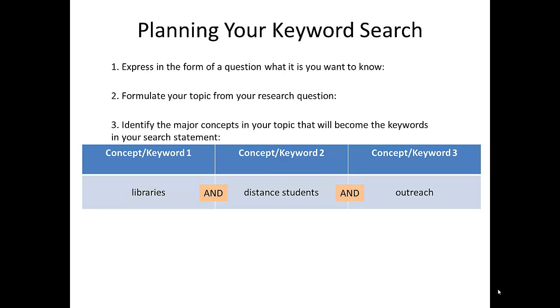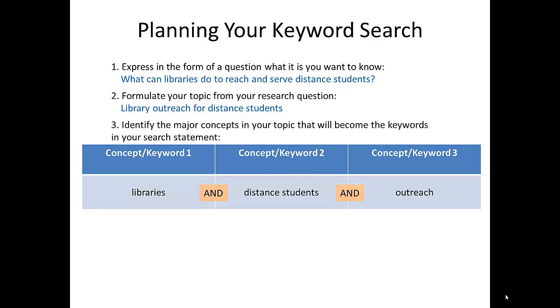The first item on the form asks you to state what you want to research in the form of a question. I'm curious about how libraries can reach and serve distant students, so that is the question I ask. The next item asks you to pull a topic out of your research question. Mine is library outreach for distant students. Again, this doesn't have to be perfectly worded, it just needs to make sense to you.